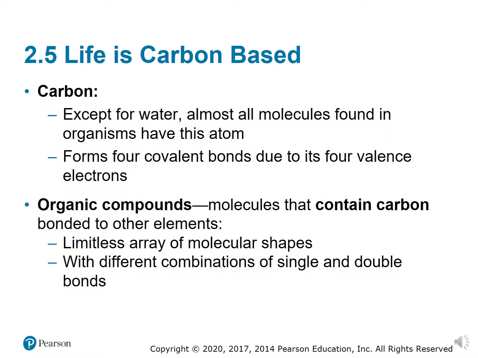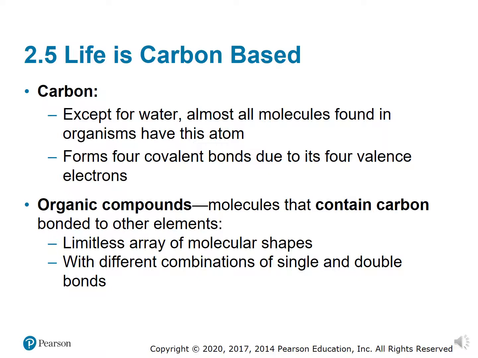The last part of this chapter talks about carbon. Carbon is the backbone of all organic molecules. Except for water, almost all molecules found in organisms have this atom. The reason is that if we look at its valence shell, or its outermost shell, we see that there are 4 electrons, so it can form 4 covalent bonds. So it has a valence of 4, and many types and shapes of compounds can be formed.